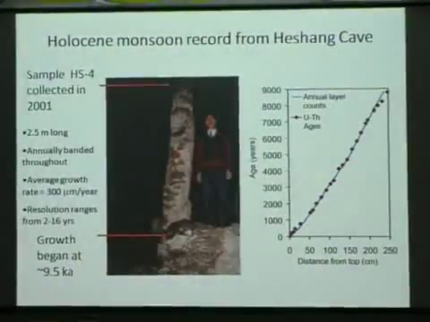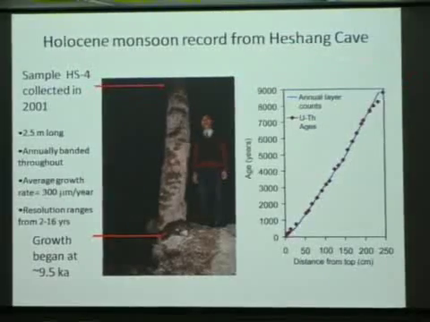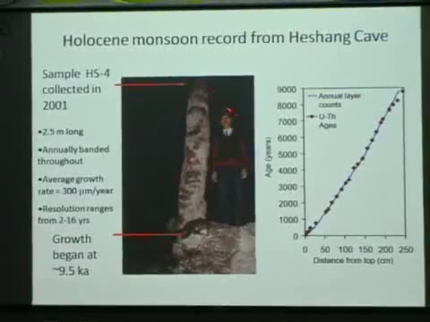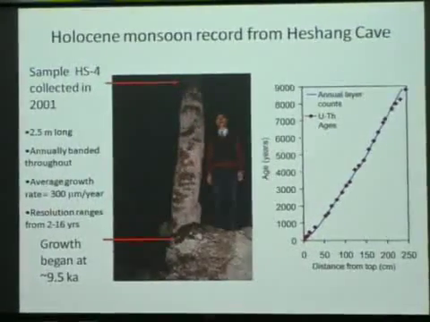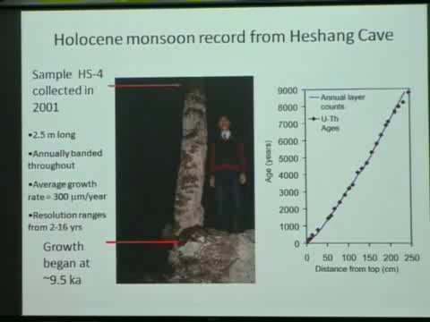periods. And to address that, we've looked at a Holocene stalagmite from Heshang Cave in China, and this is a pretty amazing sample shown here next to Chaoyang Hu, who's our main collaborator in China, who collected this sample in 2001. It's a 2.5 meter long stalagmite, and it turns out that it's annually laminated throughout its whole section, and grew at a very high growth rate of 300 microns per year.